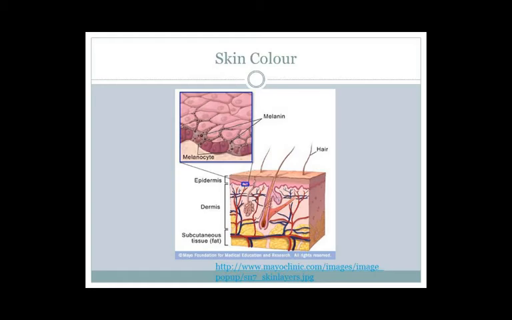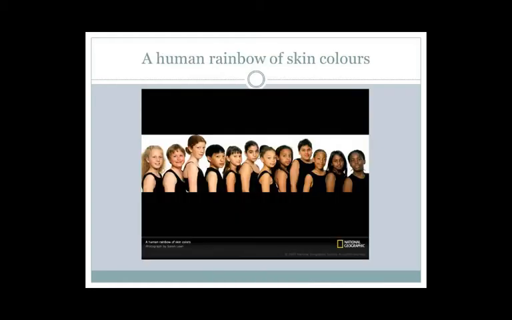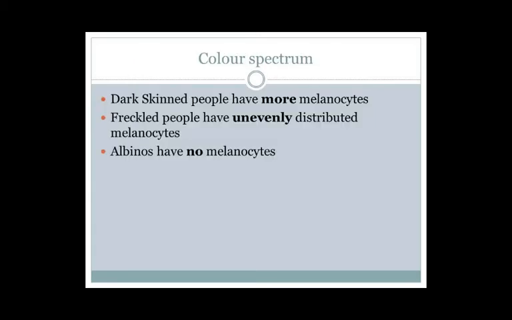So they're called benign. As you can see, different amounts of melanin produce different skin colour pigments, and you can see that there's quite a variation amongst the world. Dark-skinned people have more melanocytes, albinos have no melanocytes, and freckled people have an unevenly distributed layer of melanocytes, so they'll have clusters in one spot and not in others.